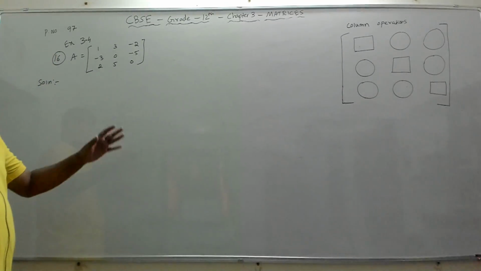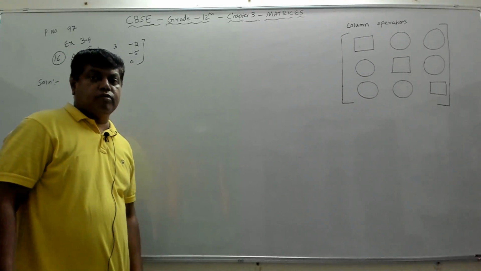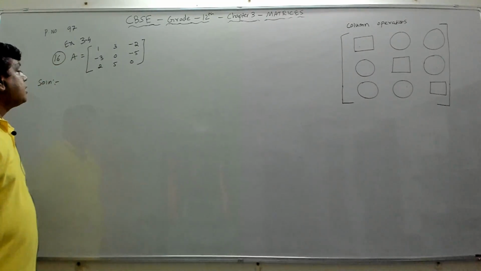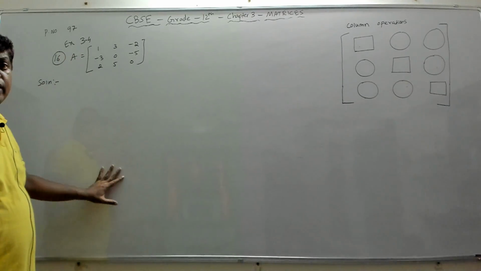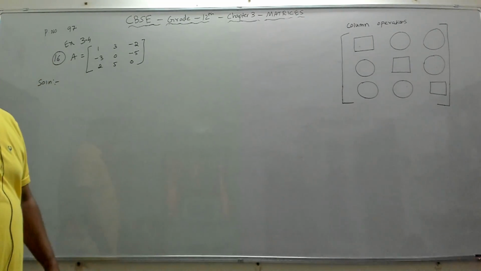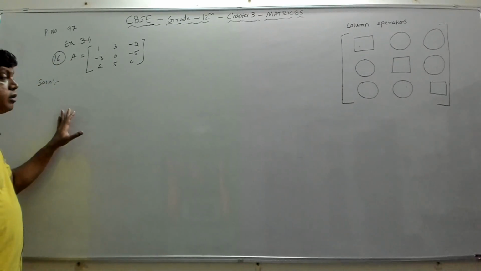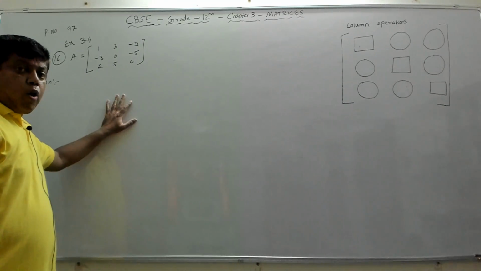In this session, we'll continue with the chapter matrices, which is chapter 3 from your 12th standard CBSE mathematics. Now I'm going to continue with exercise 3.4 on page number 97 of your textbook, problem number 16. We have to find the inverse of A using elementary operations.